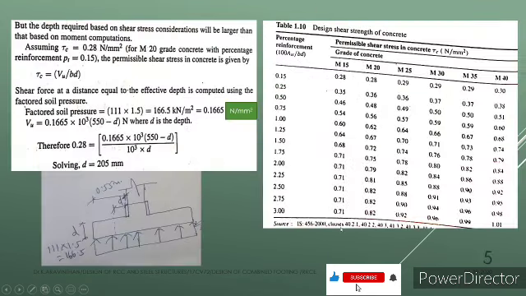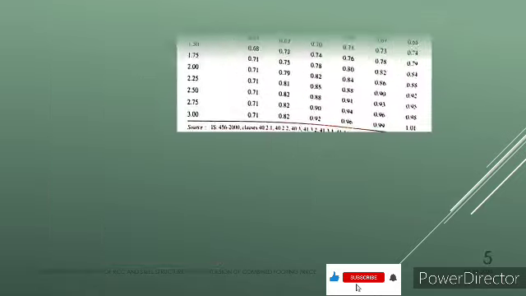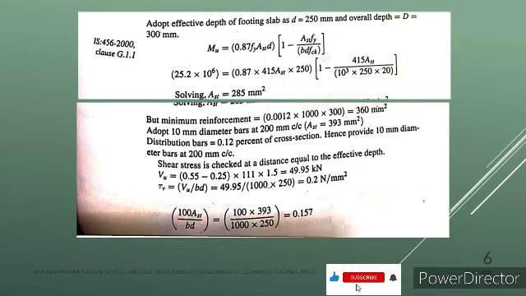So for a footing design, you have to go for main reinforcement in one direction and distribution reinforcement in the other direction. For main reinforcement we have calculated; for distributors, that is 0.12 percentage of cross section, hence provide the same 10 mm dia bar at 200 mm center to center. So in both the ways we have provided the same bar and same distance.